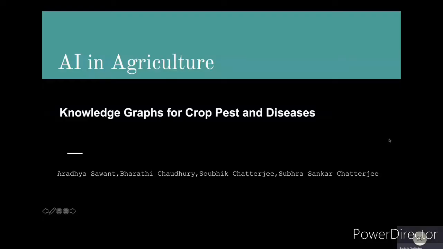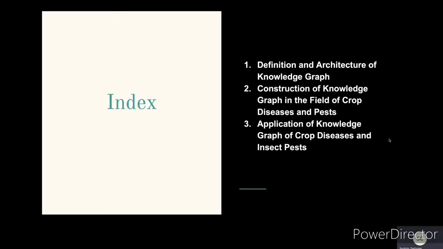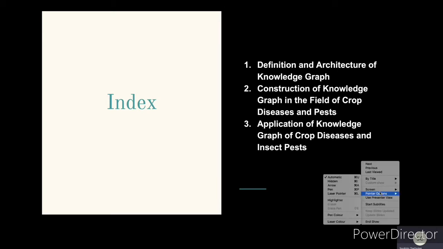Good morning, everyone. Today we'll be discussing a specific application of artificial intelligence in agriculture, specifically how knowledge graphs can be utilized for assessing crop and pest diseases. So we'll first take you through the definition and architecture of a typical knowledge graph, and then we'll go into the details of the construction of knowledge graph in the field of crop and pest diseases, and how exactly they can apply in the industry.